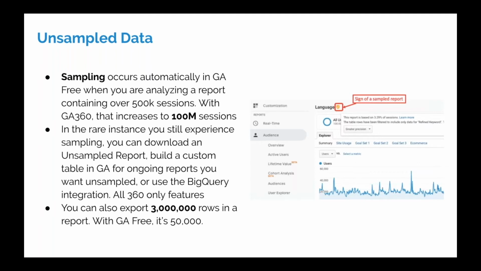And then as far as data sampling and data size, with 360, you can export up to 3 million rows into a report, which is a stark contrast with the free version, which is 50,000. So now that you know what that check mark looks like, I would encourage you all to log into your analytics platform, maybe look at some of your common reports, maybe look at the common date range comparisons you look at, and see if you're seeing that check box as a green check mark, meaning no sampling, or that yellow-orange check mark, meaning you are experiencing sampling.